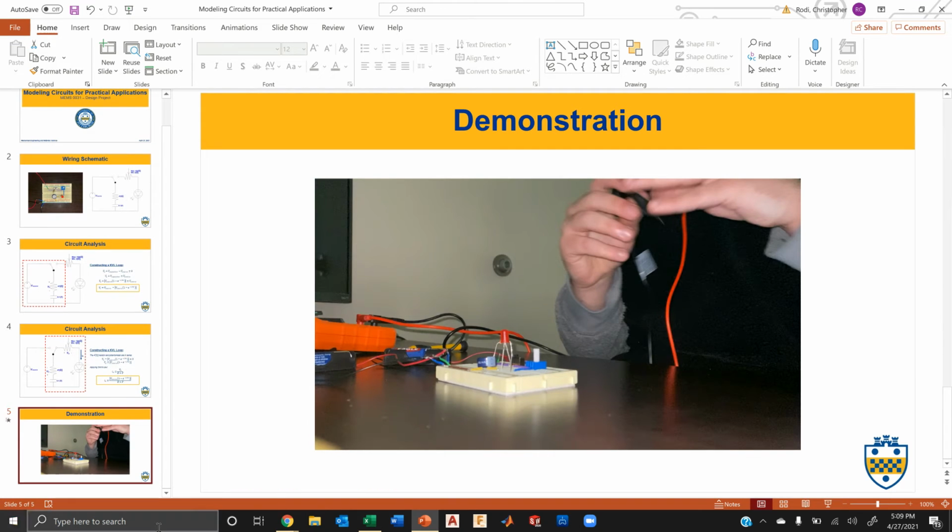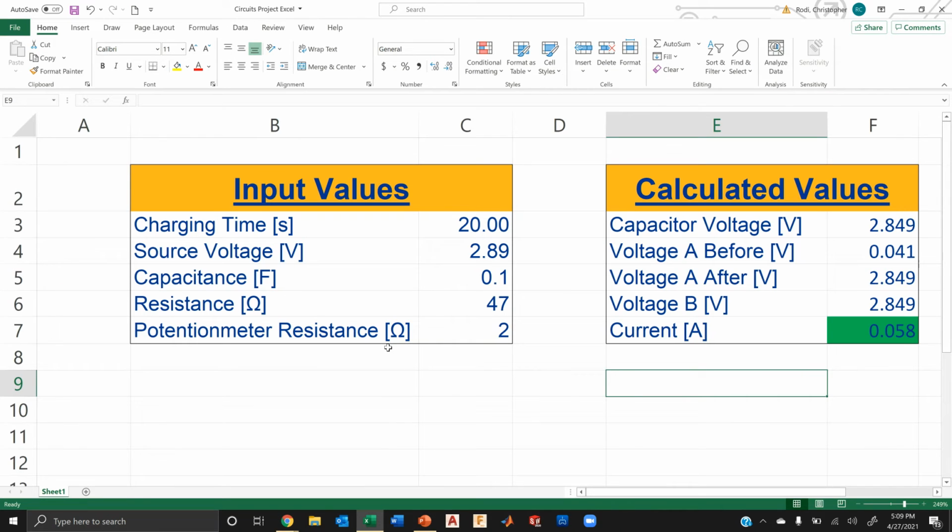We can now back up this demonstration using our Excel spreadsheet. When our source voltage is 2.89 volts, our capacitance, our resistance, and our potentiometer resistance when at its lowest point is inputted, as well as our time.